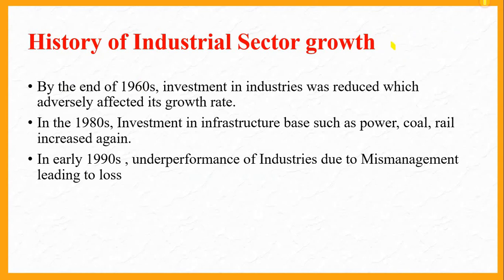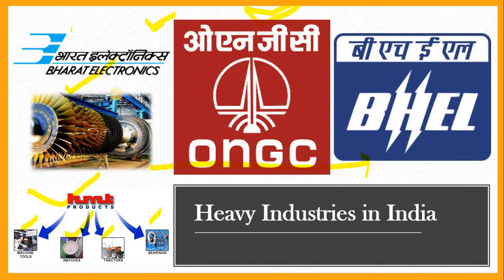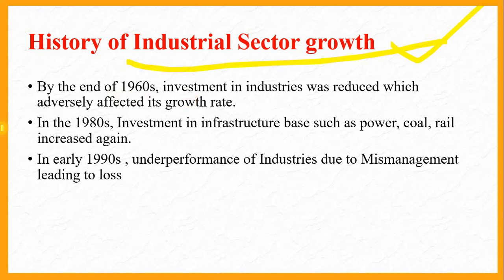Briefly, what is the history of industrial sector growth? So, a very brief look, we will not go very deep into it. In the 1950s and 60s you saw that government was engaged in the industrial sector, establishing these heavy industries. Then in the 60s what happened? The industrial growth rate actually reduced. In the 80s, investment in infrastructure such as the power sector, electricity, coal, rail, again started increasing.